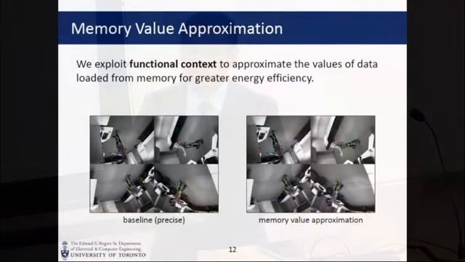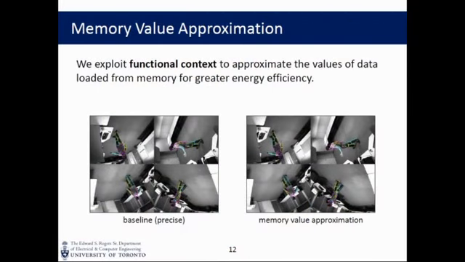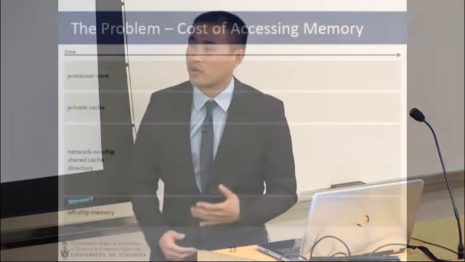So the first is this notion of memory value approximation. Here we exploit functional context in order to approximate the values of data in order to improve memory efficiency. This works well with applications like this body tracking application, where given the baseline and given our technique, you see very little difference in the output quality. This is just a simple example. Computer vision is an excellent example of many approximate computing techniques. But let's start with the problem.